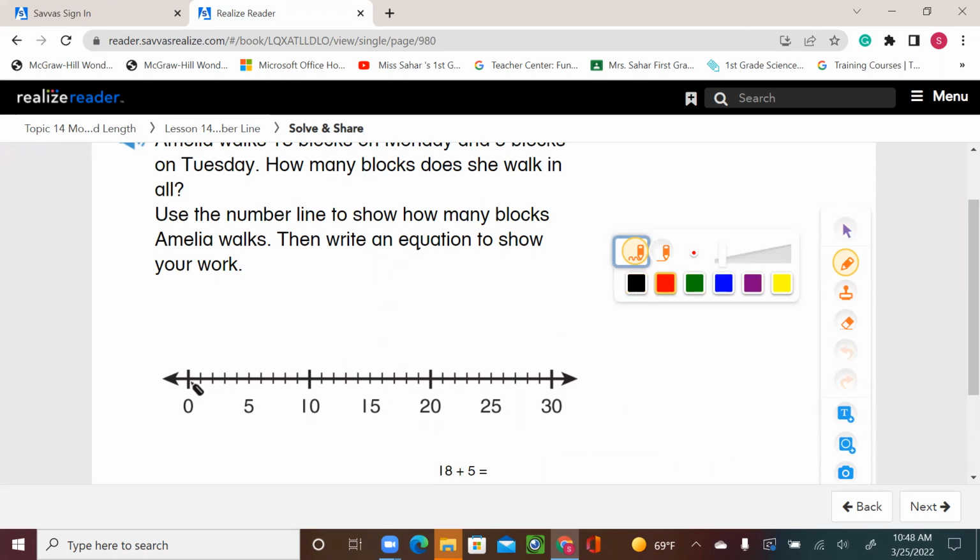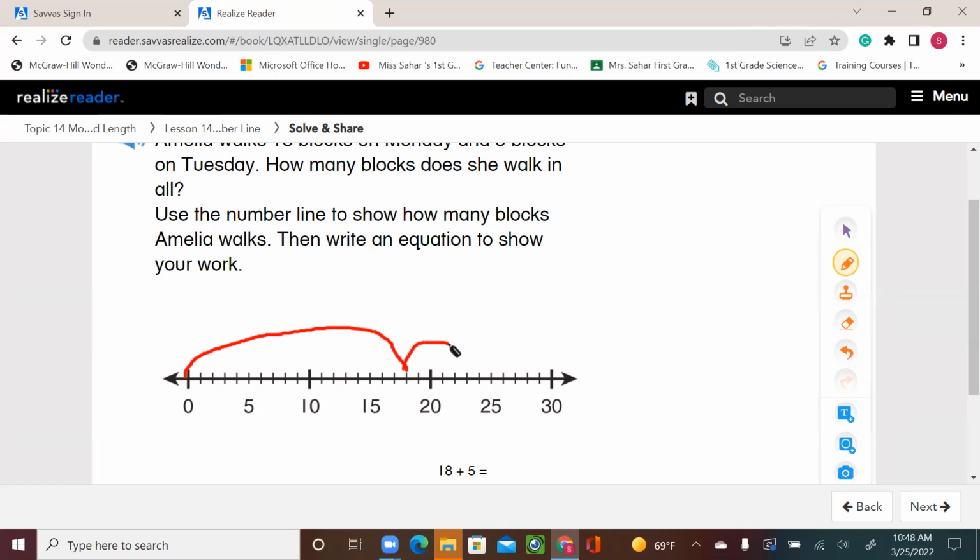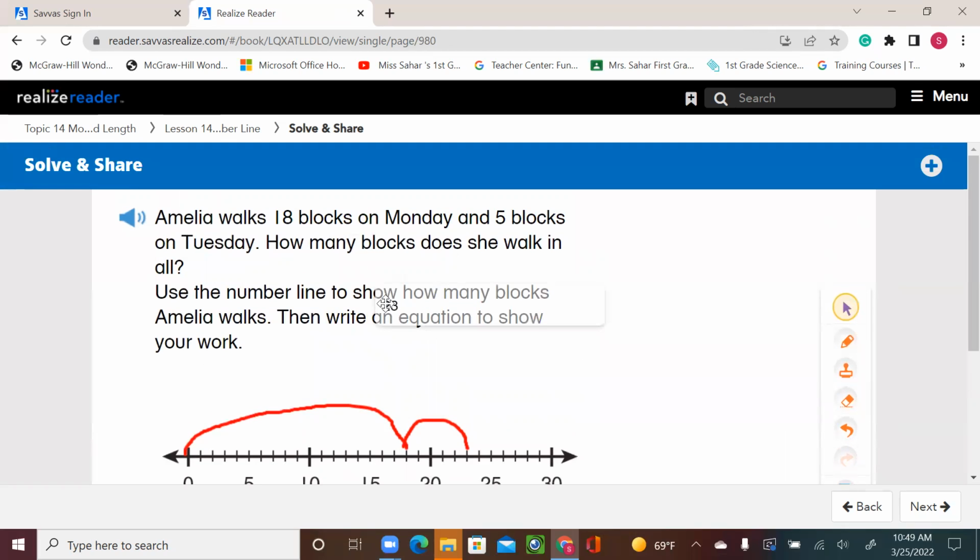So I'm going to use that. She walked first 18, so I know I'm going to have a big jump from 0. That's very important, to start from the 0. And I know this is 15, 16, 17, 18. And then she walked 5 more, all the way till here. So let's count. This is 18 and this is 5. Where did we land? If this is 20, 21, 22, 23. So we landed on 23, or she walked 23 blocks.